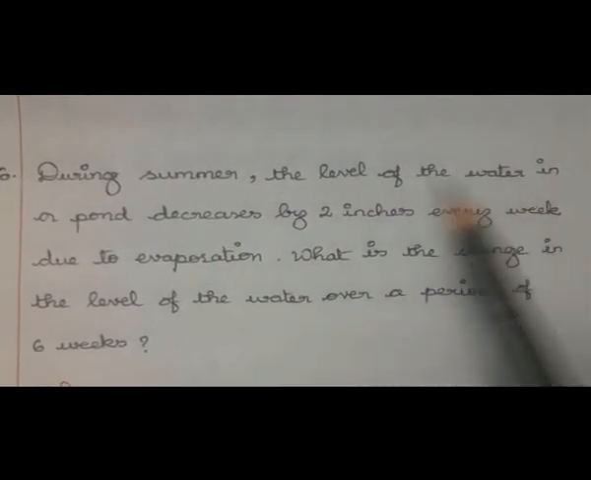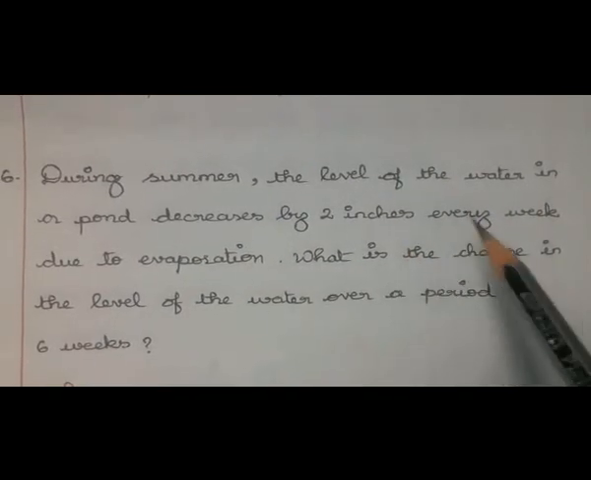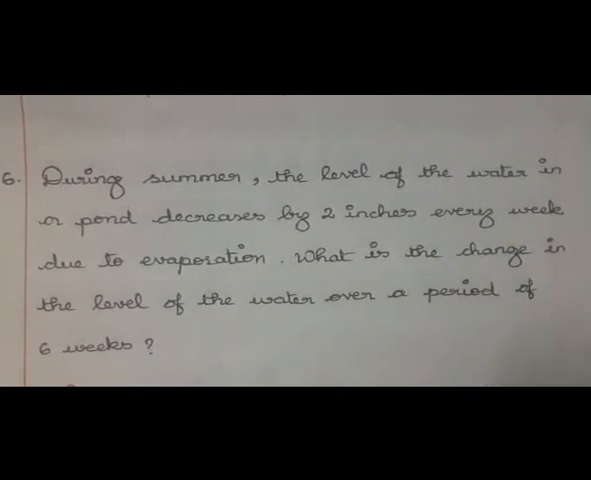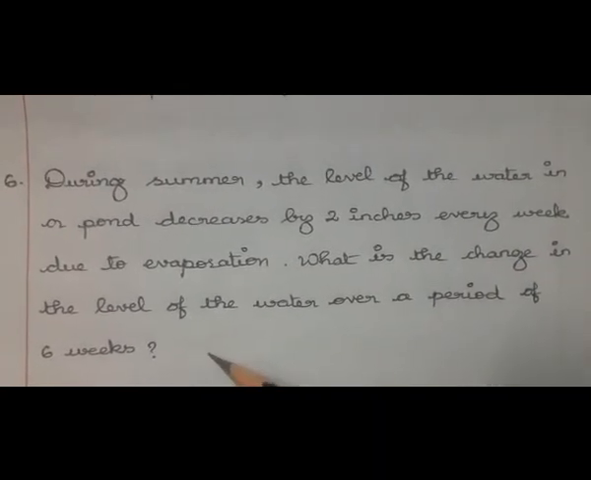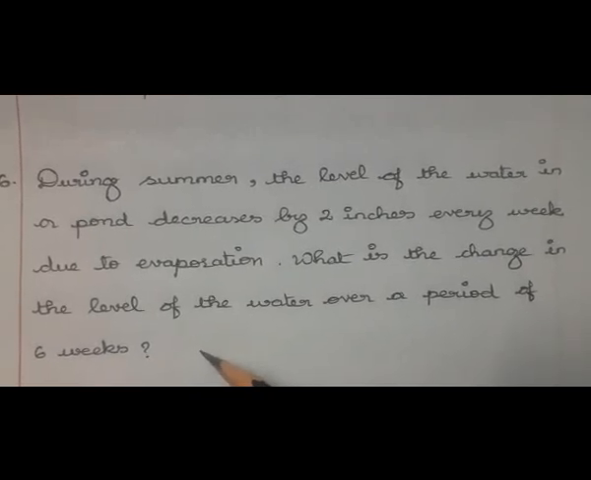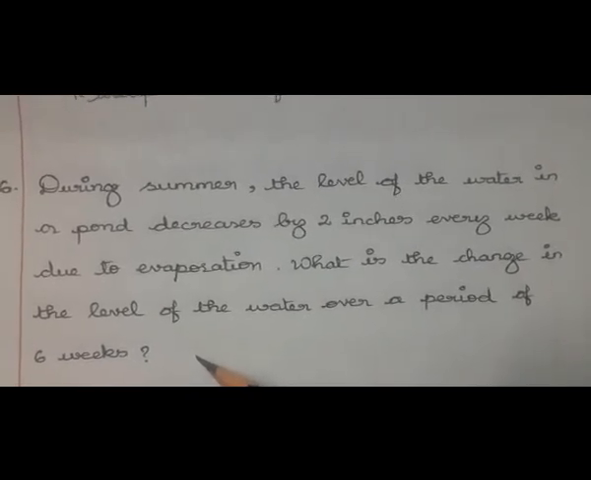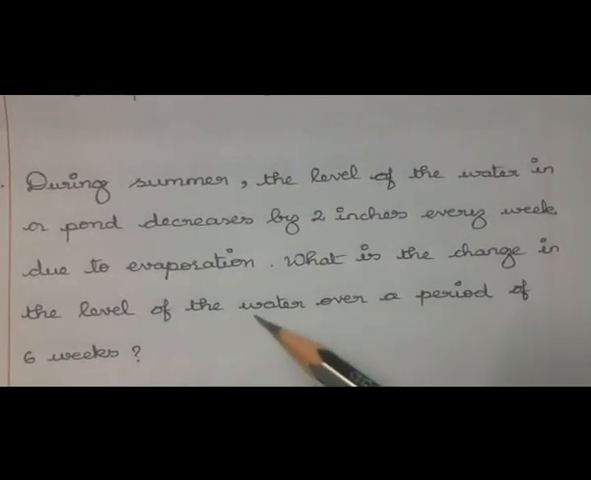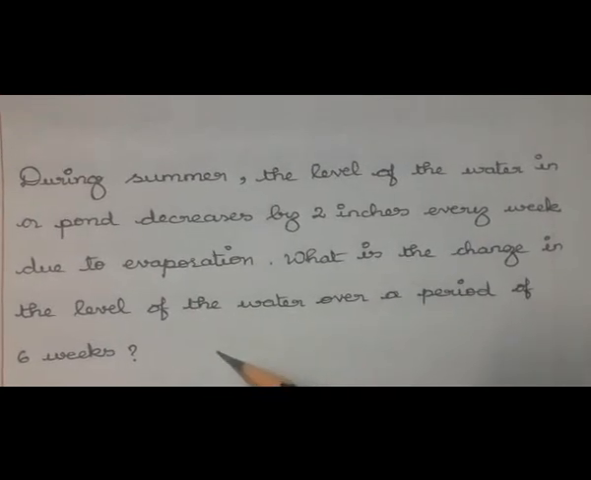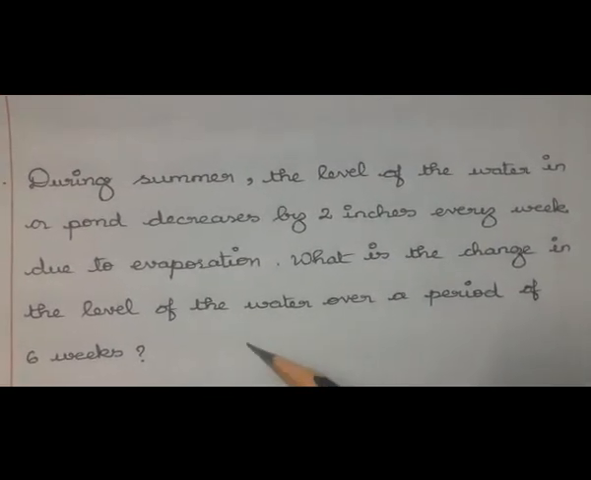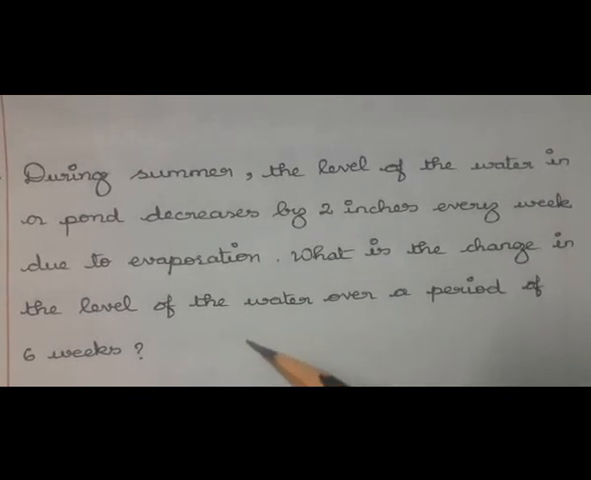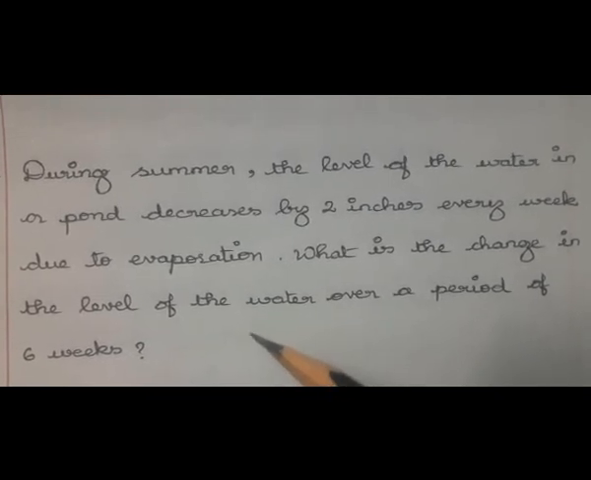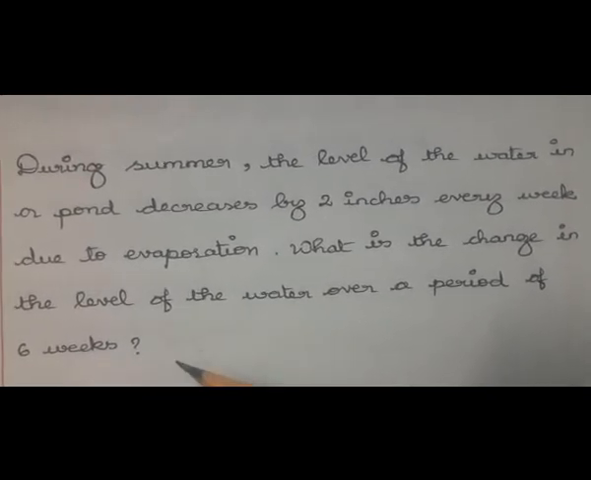During summer, the level of the water in a pond decreases by 2 inches every week due to evaporation. What is the change in the level of the water over a period of 6 weeks? There is a pond. During summer, the level of the water decreases by 2 inches every week. They are continuously checking each week, for the next 6 weeks, and they find that each and every week 2 inches are getting decreased. So now we have to find how many inches have decreased over the 6 weeks.